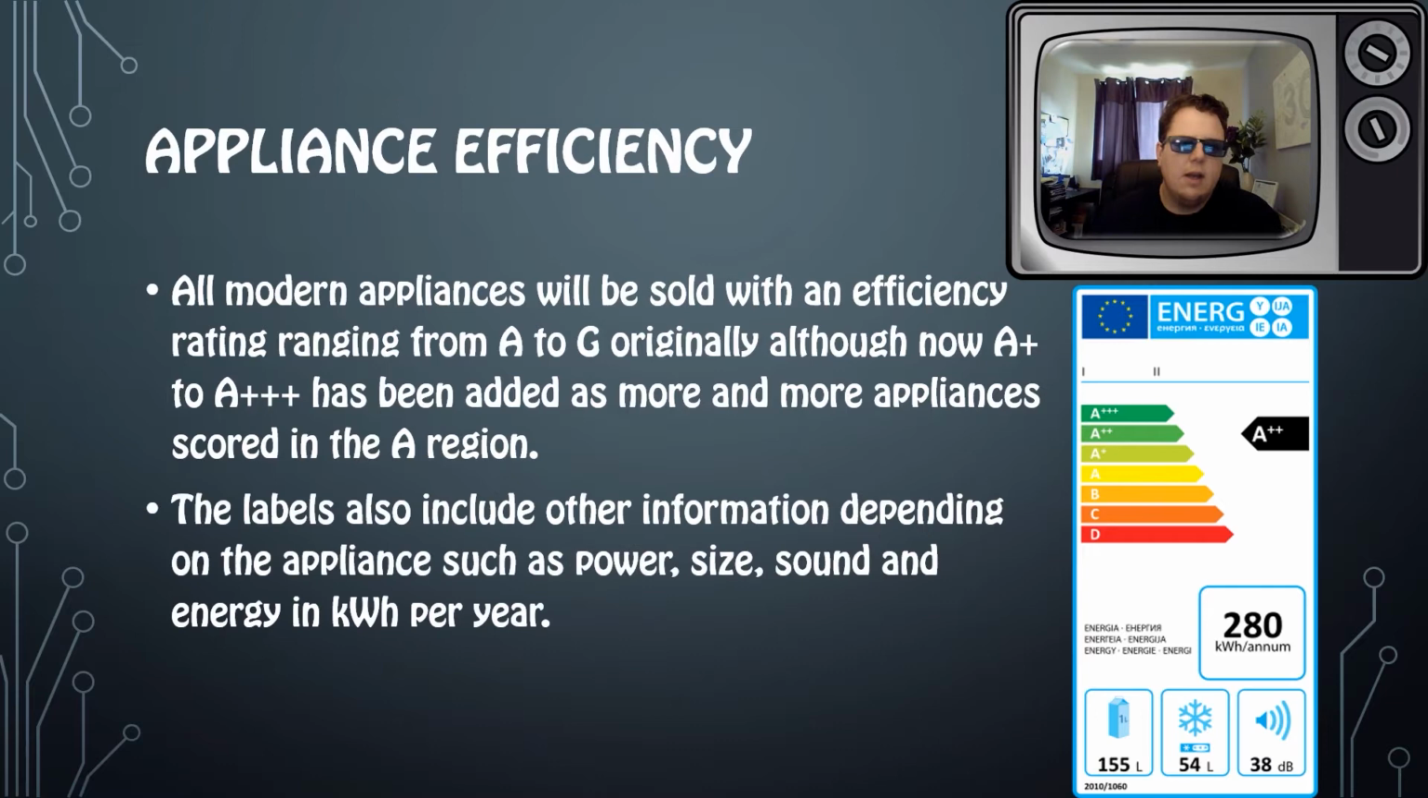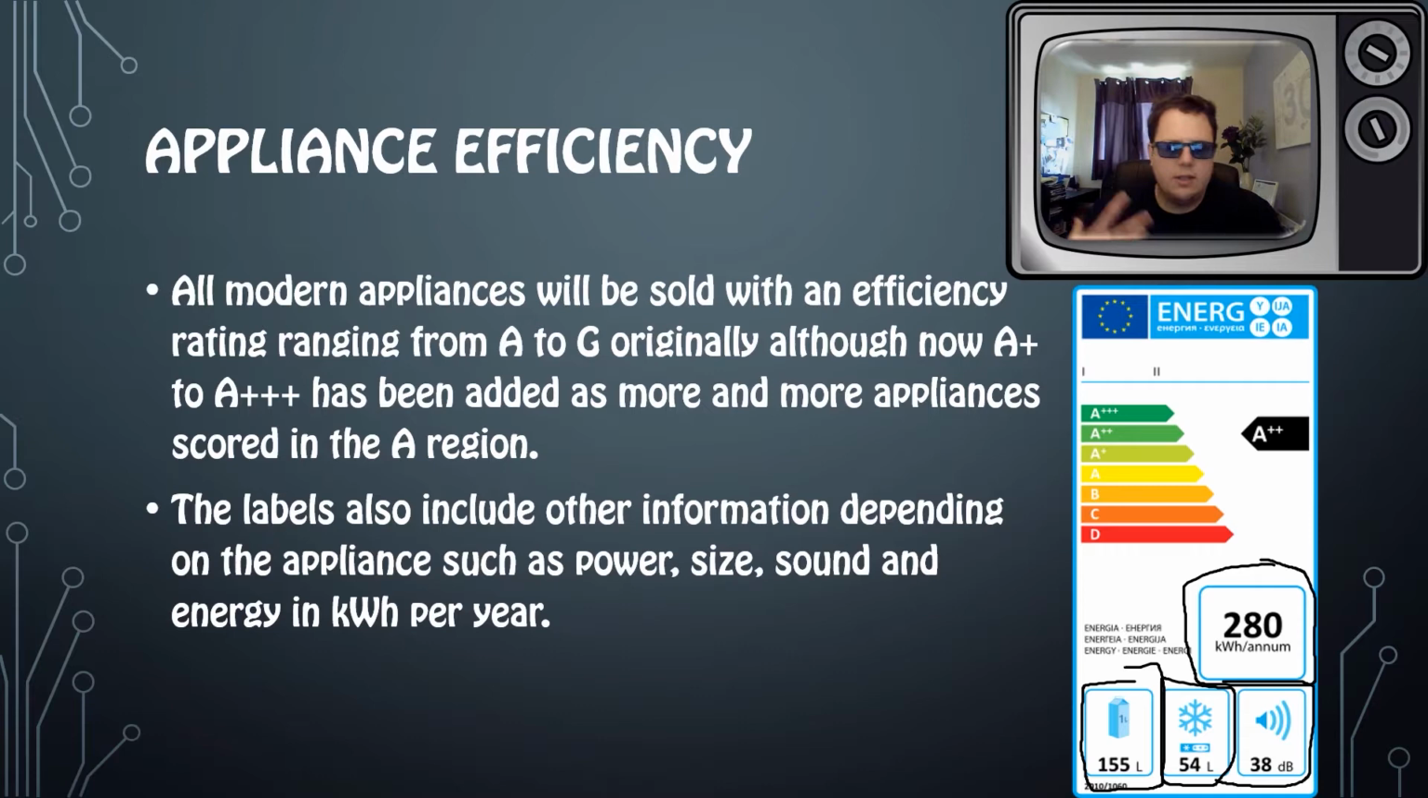Like we said, it depends on the appliance, but down the bottom here, there will always be the units used per year. Per annum just means per year. They might well change it to say per year on yours rather than per annum. And then there will be three other readings, and these will depend on what the appliance is. So this is for a fridge freezer, so it tells us the volume of the fridge, the volume of the freezer, and it also tells us the sound it makes when it's on.